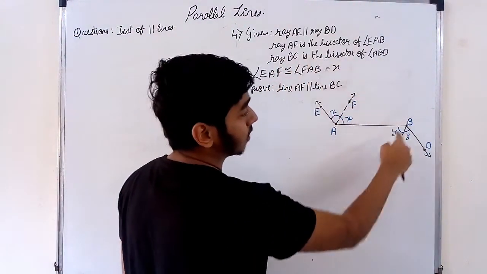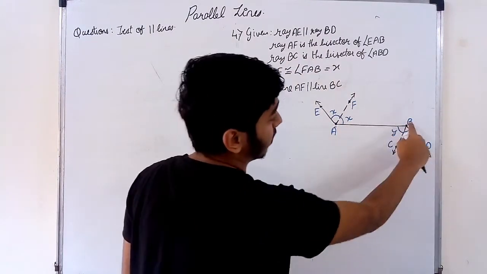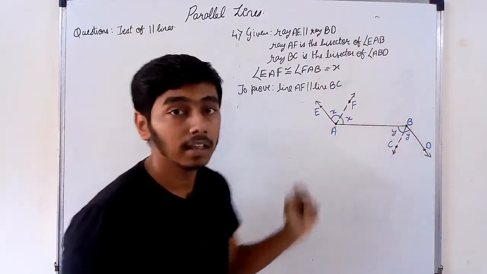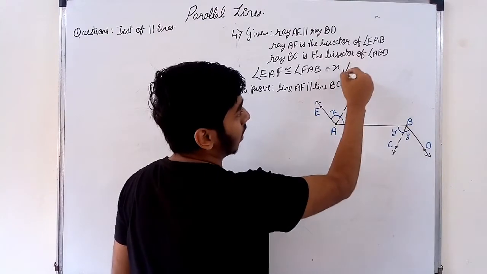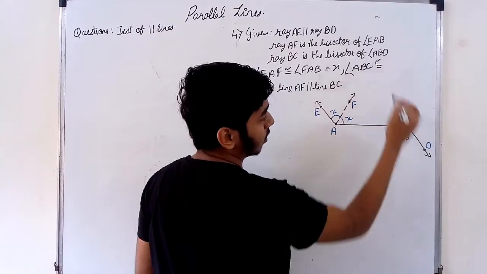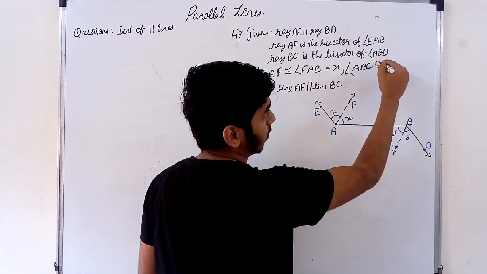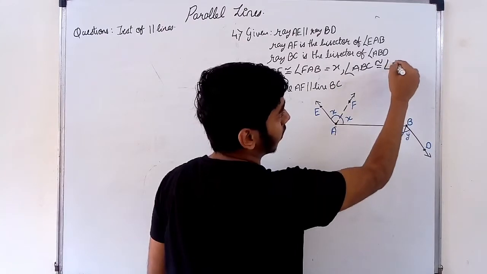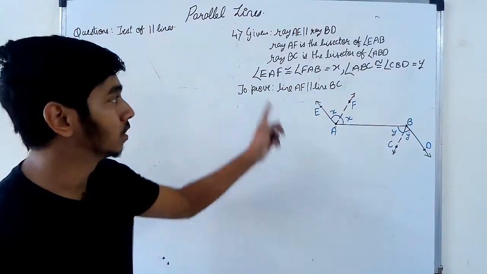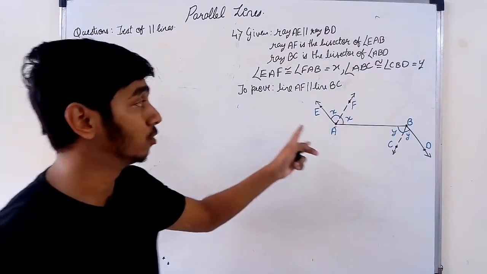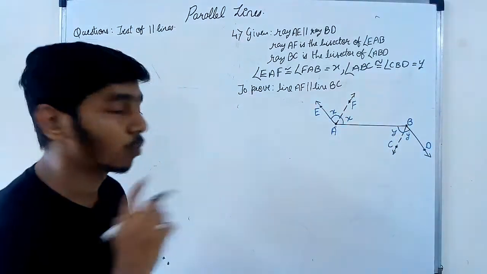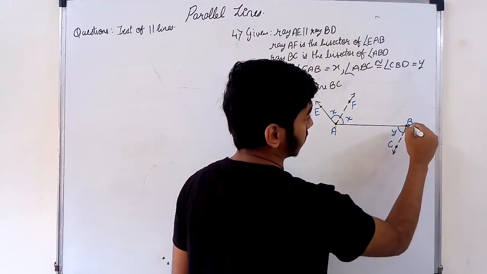And BC is the bisector of angle ABD, correct? So for this angle, angle ABC is congruent to angle CBD, equal to Y. Okay, so this is what is given to us, and we have to prove that AF is parallel to BC. So what we'll do here is we'll make a construction.